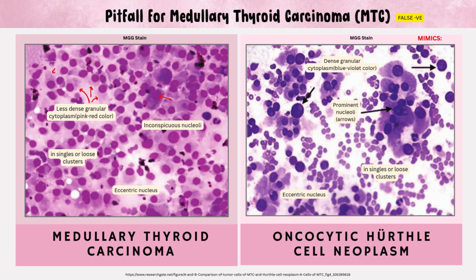To compare these two pictures, in MGG stain, MTC has a less dense granular cytoplasm that is pinkish red in color, while Hürthle cell neoplasm has a more dense granular cytoplasm that is more bluish violet in color. MTC has inconspicuous nucleoli, while Hürthle cell neoplasm has prominent nucleoli.